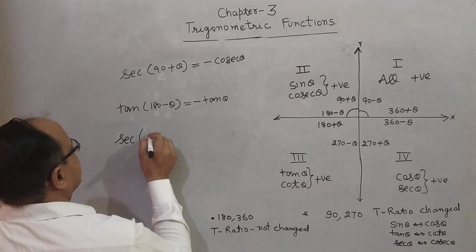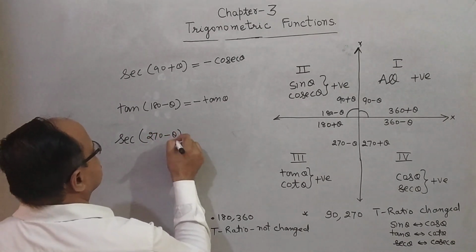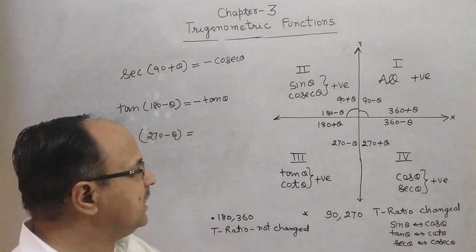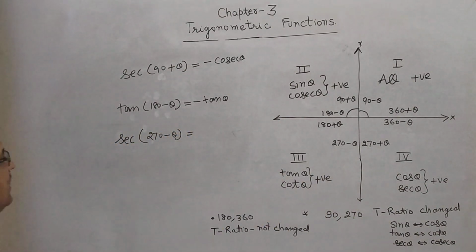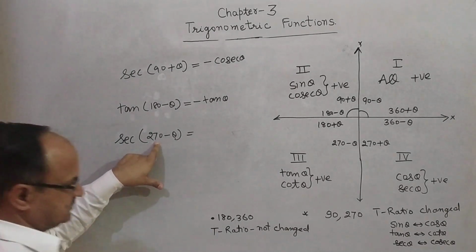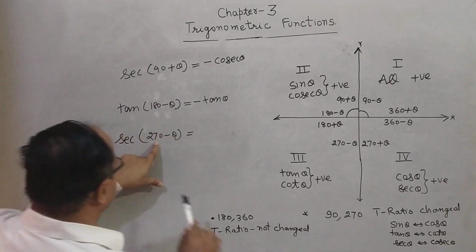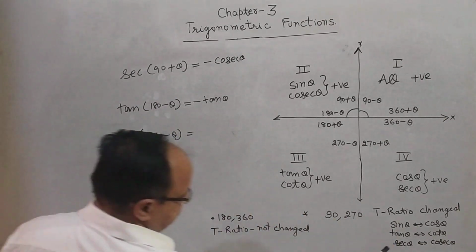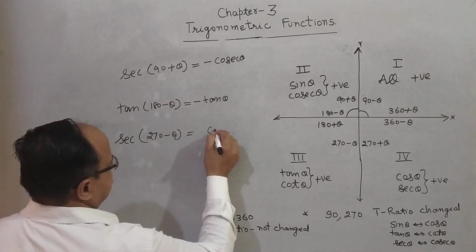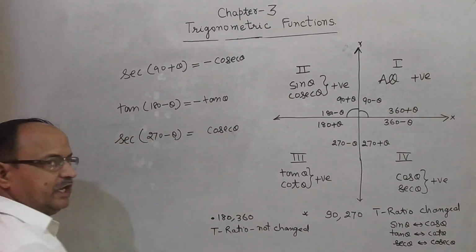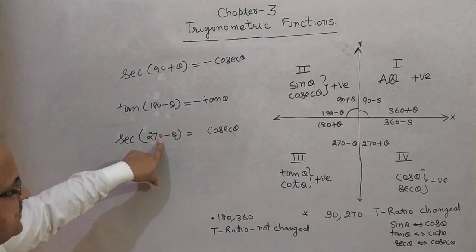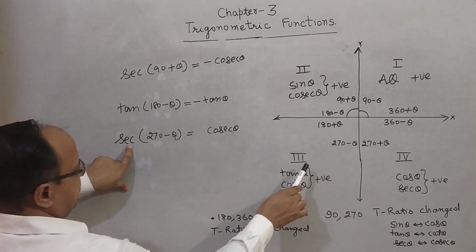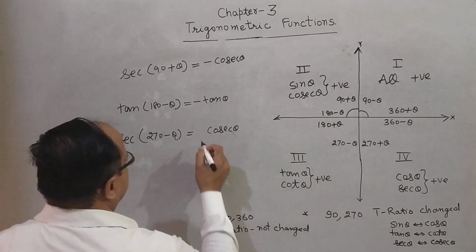Now tell me sec (270 minus theta). These are the formulas. You can understand with the help of this. Yes, it is the case of 270, which means the T ratio changes. Sec changes to cosec, cosec theta. And 270 minus theta lies in the third quadrant, and in the third quadrant sec is negative. Sec is negative here. Minus.